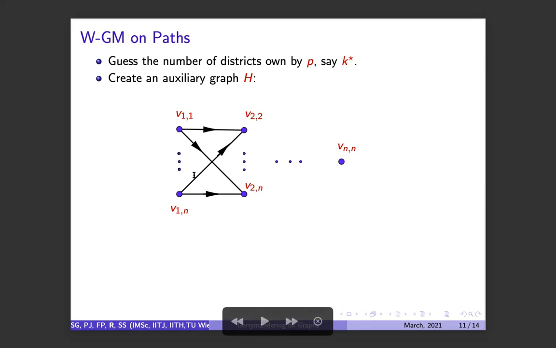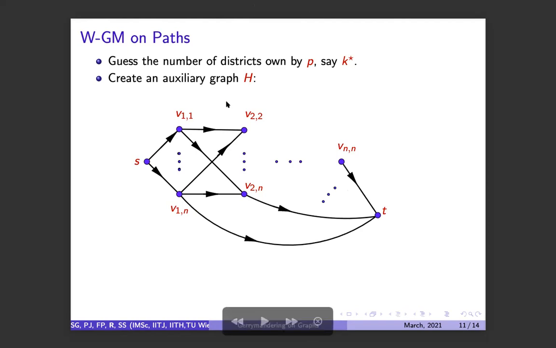So now this set of vertices denotes all the possible districts, and we are not repeating anything. Every district is represented once here, and now we add two extra vertices S and T. S is connected to all the vertices denoting districts starting from 1, so from S to these vertices I have an arc, and T is connected from all those vertices denoting districts ending at n. Again, sorry about these two arcs.